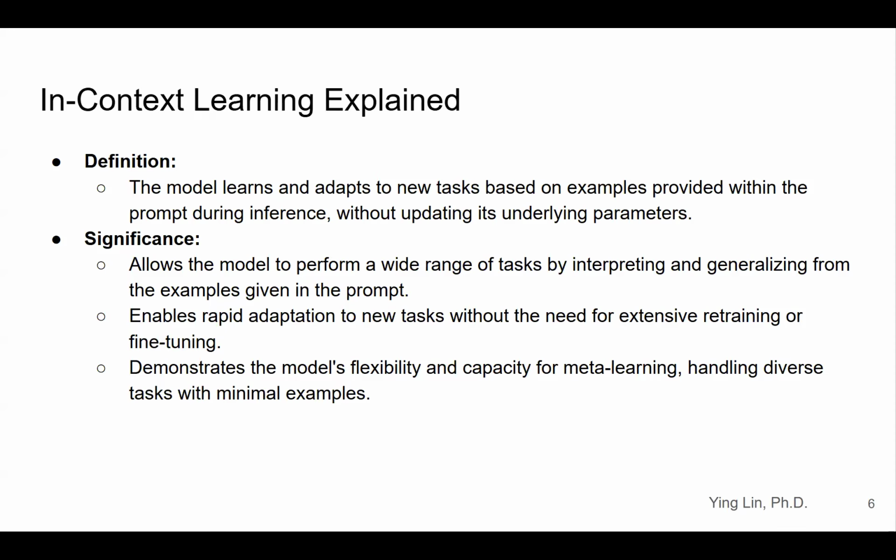So compare in-context learning with few-shot learning that we discussed a few slides ago. Few-shot learning indeed is a subset of in-context learning that specifically involves providing a few examples to guide the model's behavior. Neither in-context learning nor few-shot learning involves updating the model's internal parameters. The model adapts based on the input prompt alone.